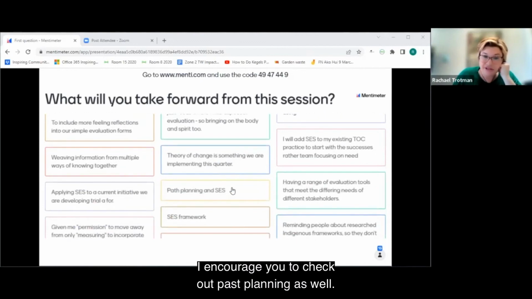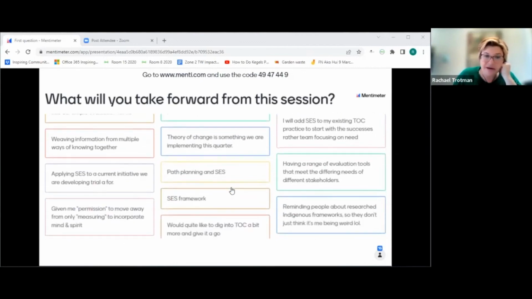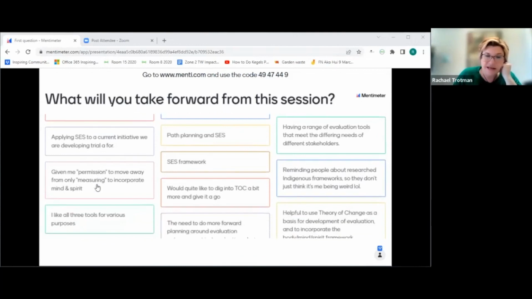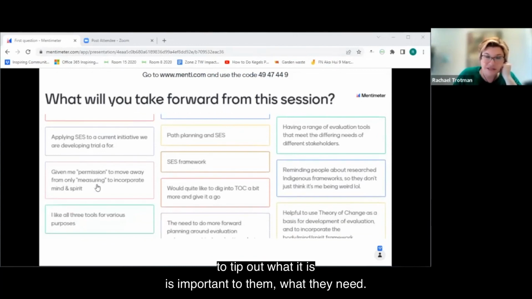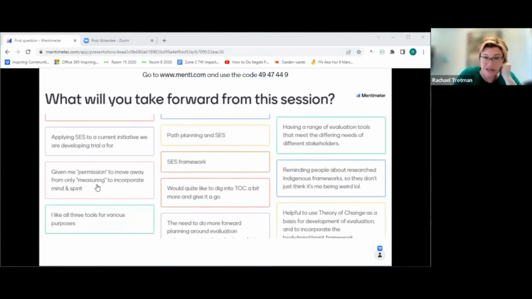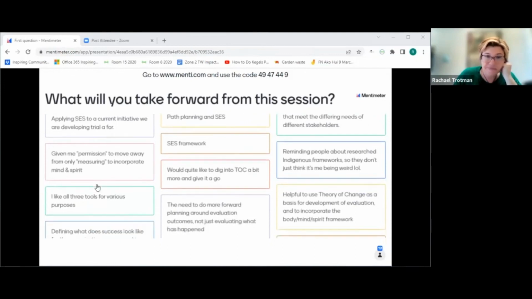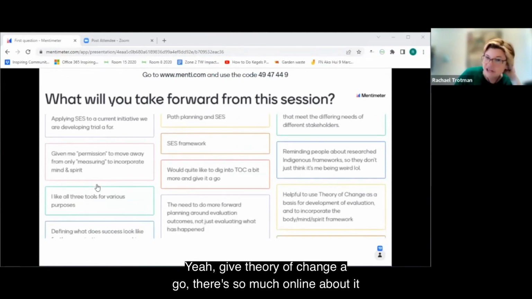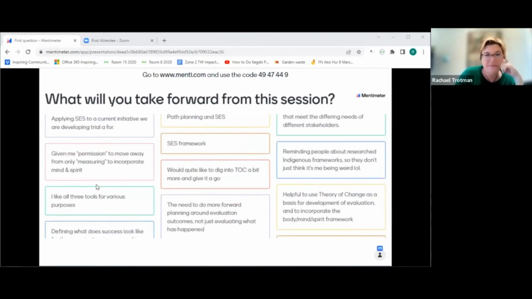I encourage you to check out path planning as well. It's a great tool for working with anyone to tease out what is important to them, what they need. Give theory of change a go. There's so much online about it. And just find a format that makes sense to you.